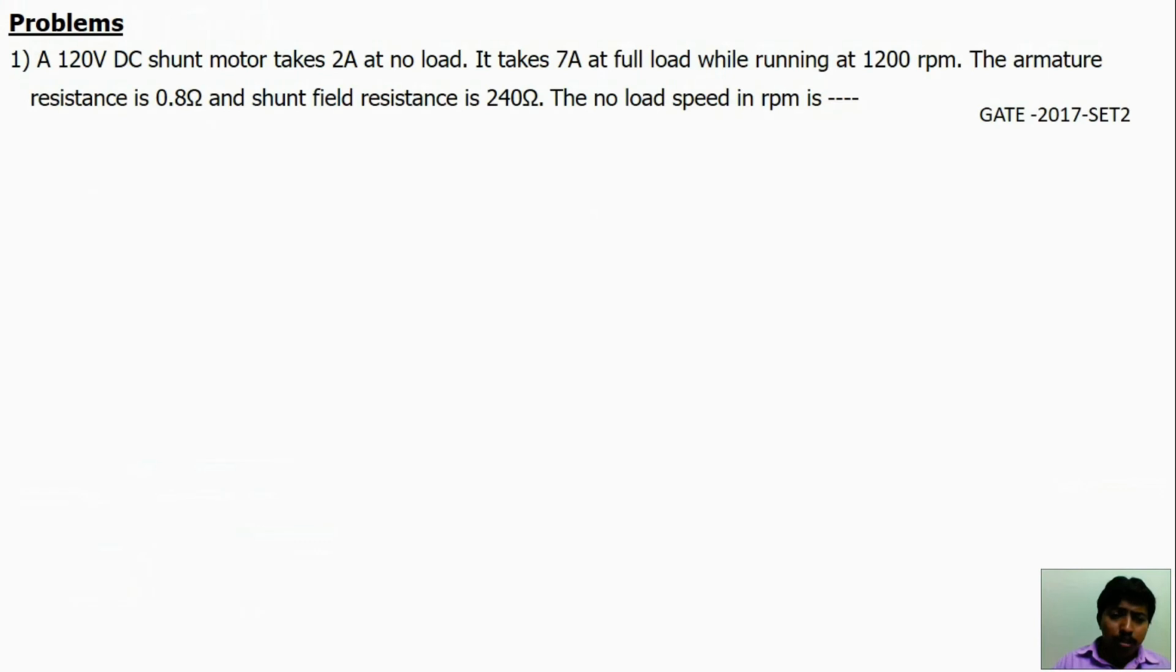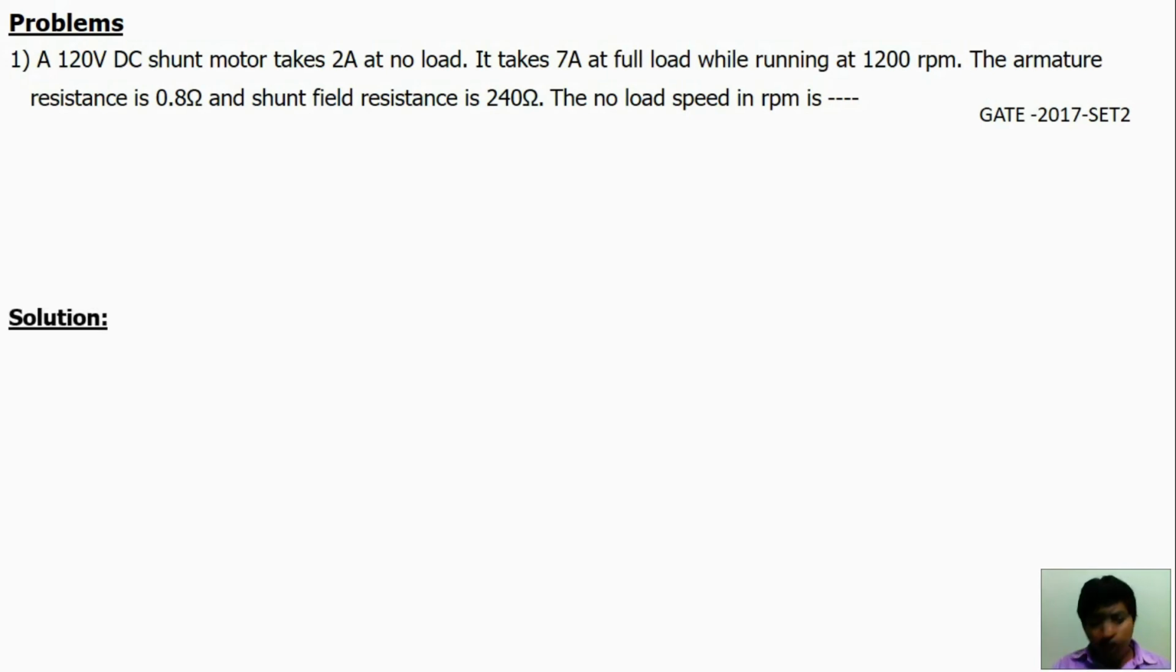Problem 1. This question was asked in GATE examinations. In this question, a 120 volt DC shunt motor is given. It takes 2 ampere at no load and 7 ampere at full load. The full load speed is 1200 rpm. Armature resistance and field resistance are given. We have to find the no load speed.